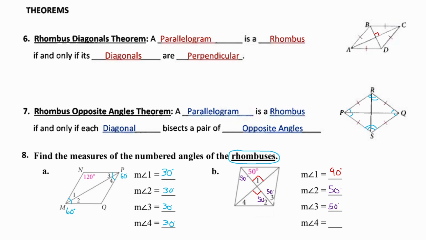And since this is a right triangle, and I know one of the acute angles, I know that angles 2 and 4 should be complementary. They should add up to 90 degrees. So, since this is 50, the measure of angle 4 is going to be 90 minus 50, which is equal to 40 degrees. So the measure of angle 4 should be 40 degrees.